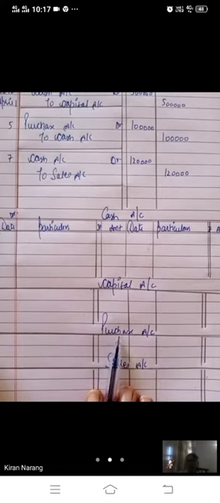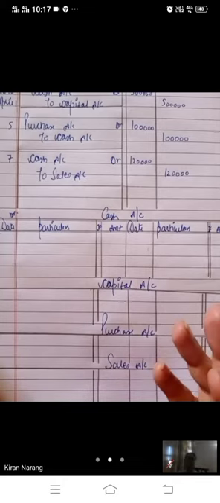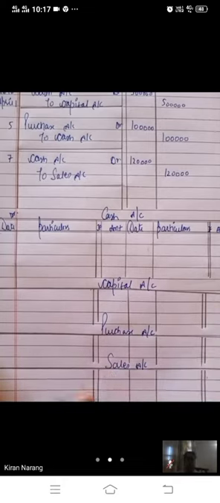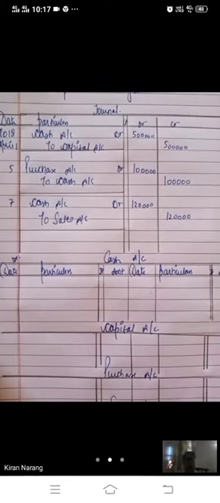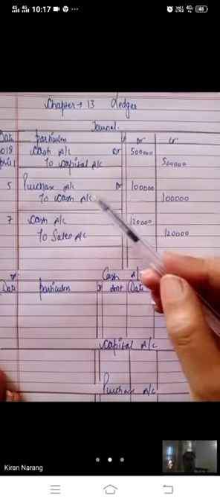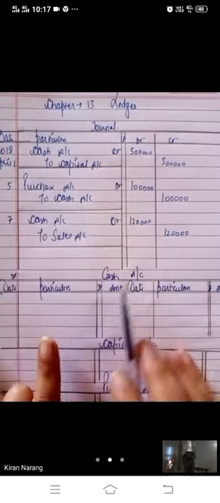And the basic difference between purchase account and purchase book is that purchase account will record every transaction, either on cash or credit, and a purchase book records only credit transactions. So how to record these transactions now? First we have used cash to capital. Cash account is debited.